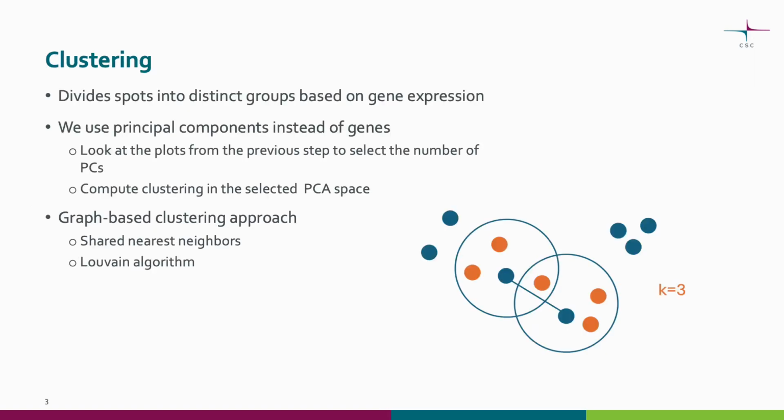So in clustering, we are dividing spots into groups based on their gene expression. We apply the same graph-based clustering approach as we did for the single-cell RNA sequencing data. We use the principal components from the previous step instead of genes, and we select the number of PCs for the PCA space, and then we compute clustering in this space.